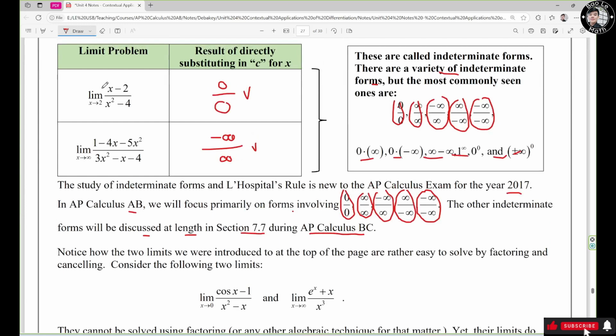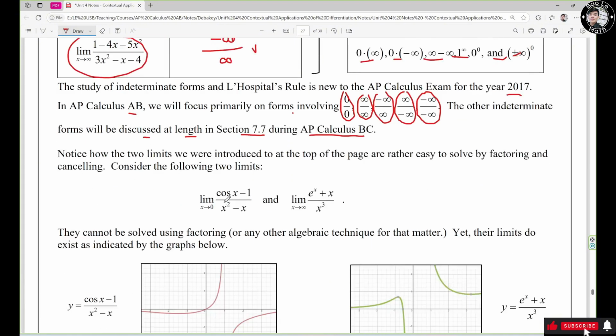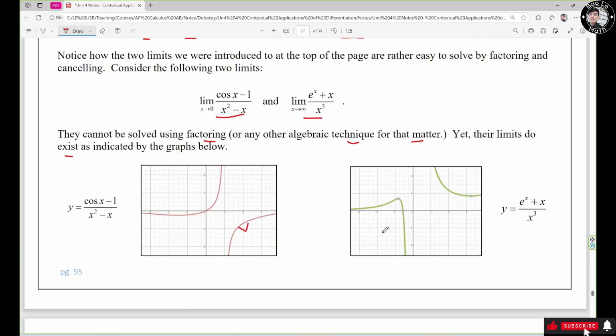So over here we see that this problem and this problem can be solved using the technique you learned in chapter 1, which is you can factor them out and cancel out, right? Or you can use L'Hospital's rule, right? But consider the following two limits right here. They cannot be solved using factoring or any other algebraic techniques for that matter. However, their limits do exist, as indicated by the graph below, right?